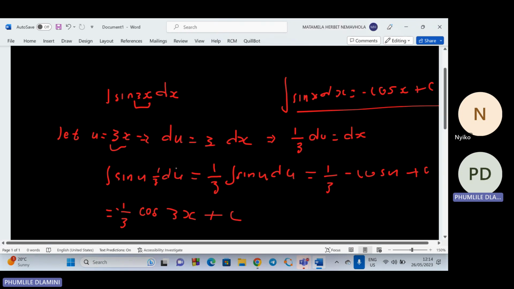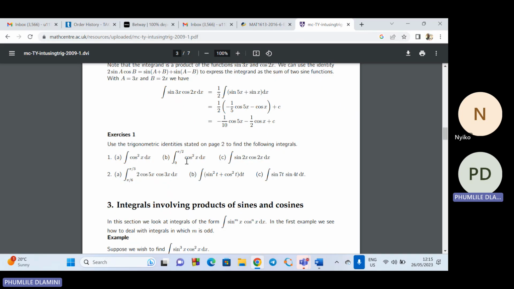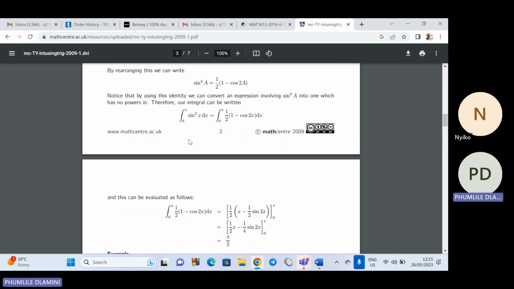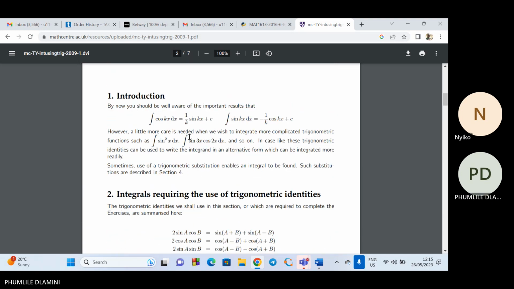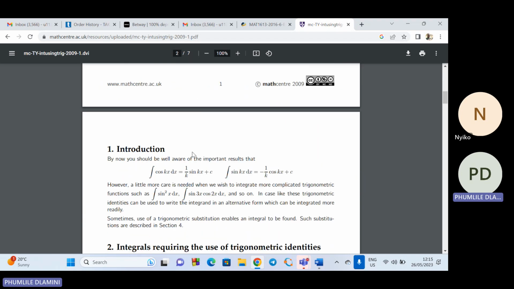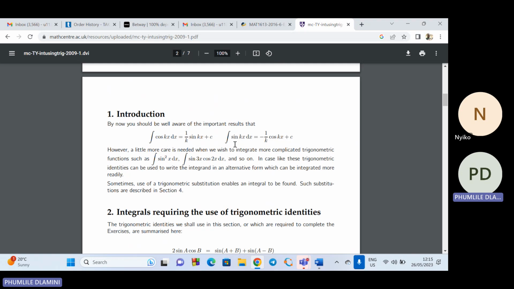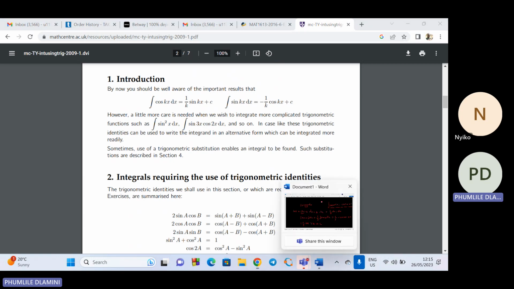The same way applies when we are using cos x or cos theta. So this is the integral by substitution, the one that we just did now. What about if we are working an integral of, let's say, sine squared x? Let's try to work out sine squared x.